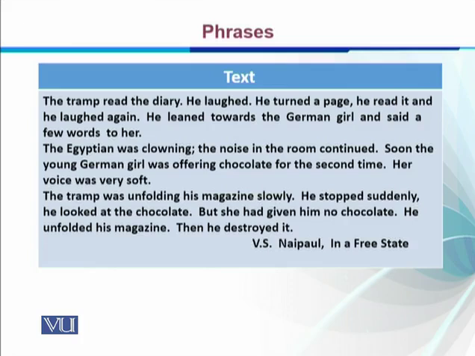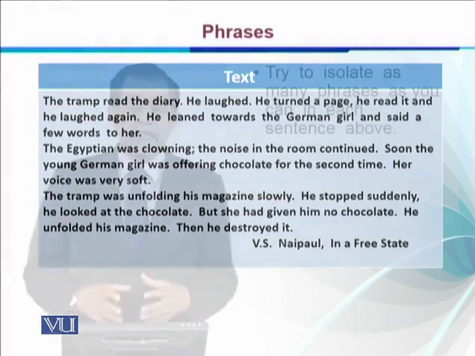The Egyptian was clowning. The noise in the room continued. Soon the young German girl was offering chocolate for the second time. Her voice was very soft. The tramp was unfolding his magazine slowly. He stopped suddenly. He looked at the chocolate, but she had given him no chocolate. He unfolded his magazine, then he destroyed it.